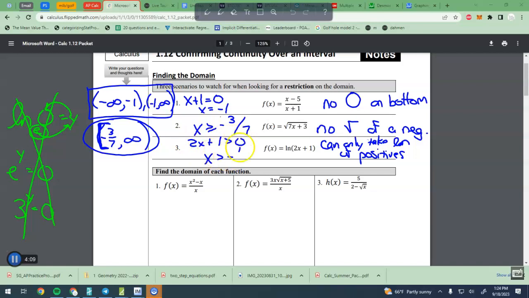No. Okay. So this is a valid way to write it, and that's about it. Or you could say negative 1/2, comma, infinity. So every problem you get, you've got to look for those three things. Is there a natural log? Is there a square root? Can I get 0 on the bottom? Is that okay for the first three notes right there?